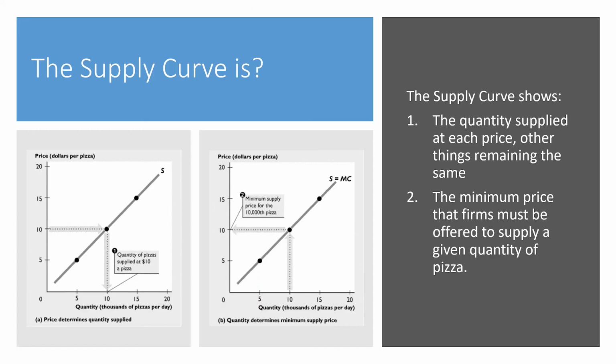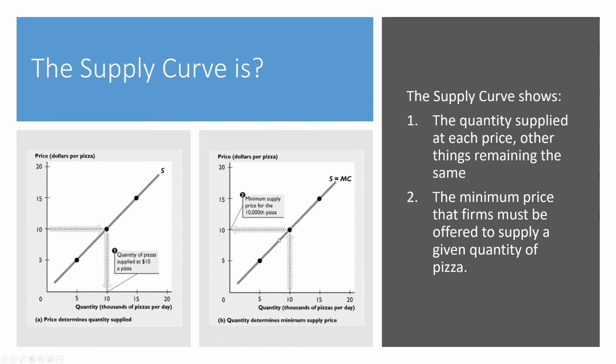Let's have a look at the graph here. The supply curve shows us 2 things: the quantity supplied at each price, other things remaining the same. So let's look at the price of $10. We supply 10,000 pizzas. Quantity of pizza supplied at $10 a pizza is 10,000. But it also shows us the minimum price that firms must be offered to supply a given quantity of pizza. To supply 10,000 pizzas, we need the price to be $10.